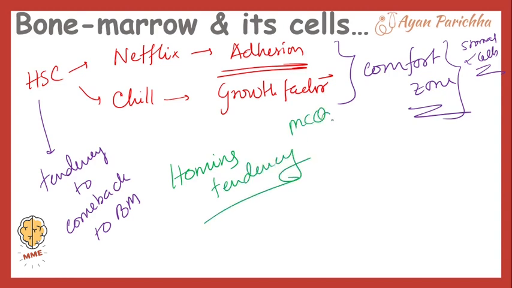Very, very important MCQ. It was asked in 2016, NEET PG, right? Or whatever the All India entrance was named at that point of time. So what they asked, one stem cell shows homing tendency. Now there were hematopoietic stem cells, this stem cell, that stem cell, a lot of stem cell names were given. Now you were supposed to select that HSCs show a homing tendency. That means get back to home.